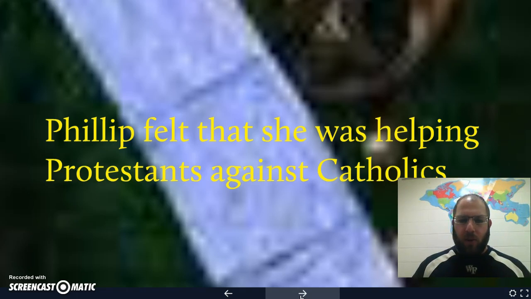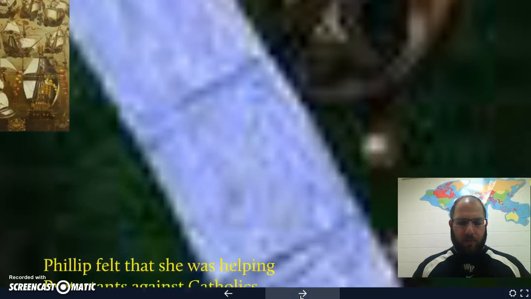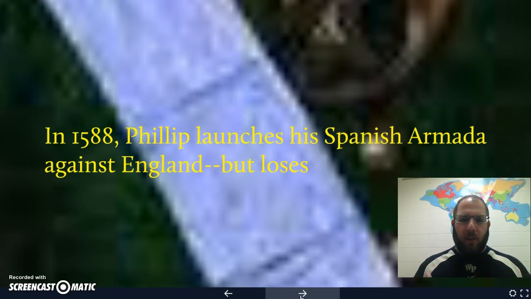Remember, Catholics and Protestants are all Christian, but they continue to fight each other over these issues. All right, so he launches his Spanish Armada, and what's going to happen to the Spanish Armada is that the smaller, faster ships of the English are going to destroy it. And when this happens, it's really going to put Spain behind the eight ball. I mean, you're talking about losing an entire navy, an entire fleet of ships.